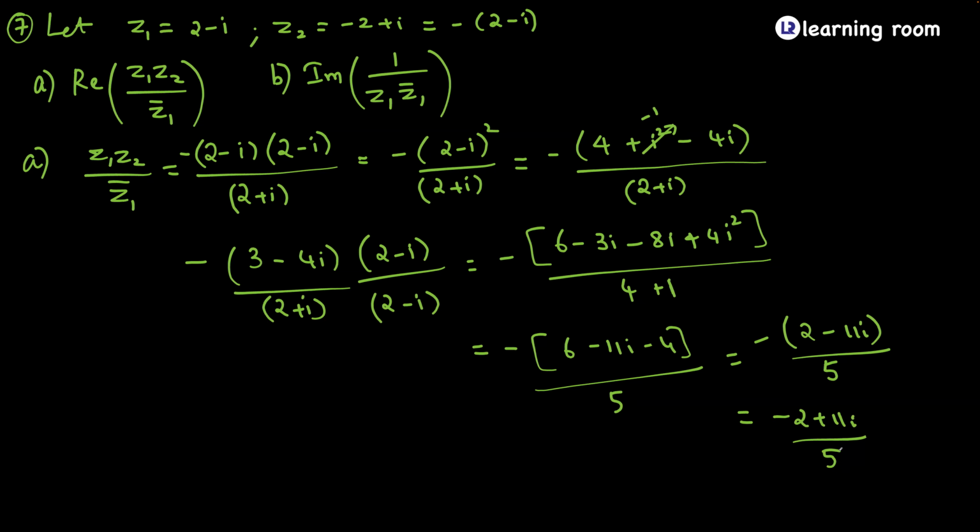So this is a complex number. So what is going to be the real part of this? So real part of Z1 Z2, the whole divided by Z1 conjugate is equal to minus 2 by 5. This is the answer. Is that clear? So first make a note of this.